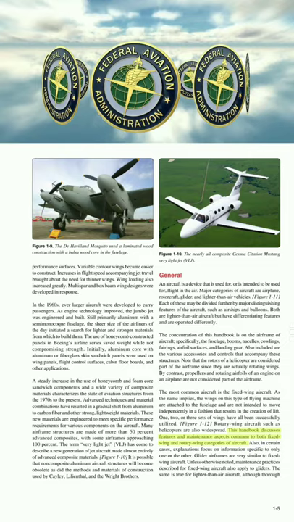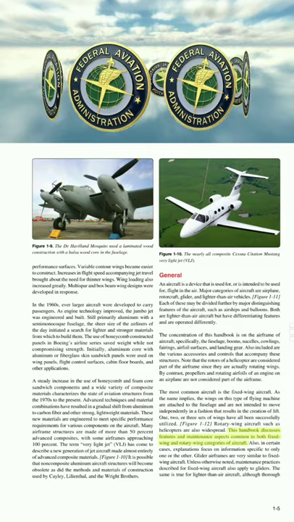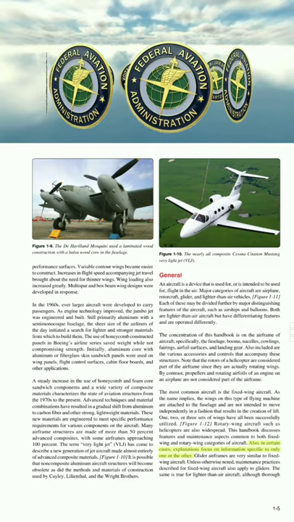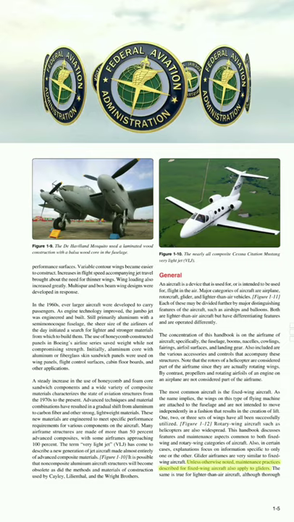This handbook discusses features and maintenance aspects common to both fixed wing and rotary wing categories of aircraft. Also, in certain cases, explanations focus on information specific to only one or the other. Glider airframes are very similar to fixed wing aircraft. Unless otherwise noted, maintenance practices described for fixed wing aircraft also apply to gliders.